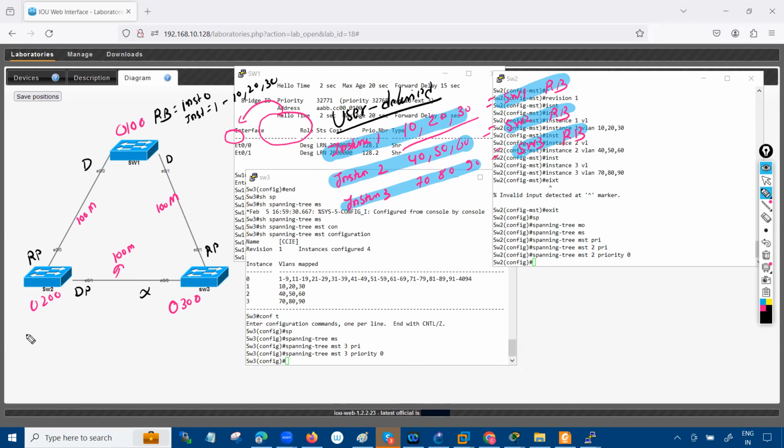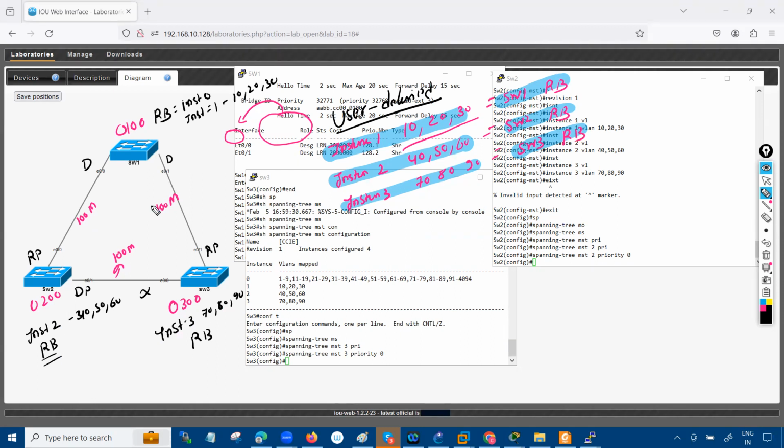For the instance number 2, what I did, man, I just said the VLAN number 30, 40, 50, and 60. For these guys, switch 2 is a root bridge. For the instance number 3, right, that's for the VLAN number 70, 80, and 90. This is the root bridge. So eventually you can see that I have a multiple root bridge in my network.